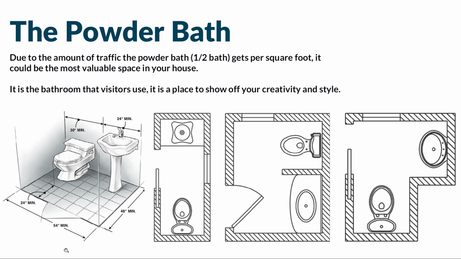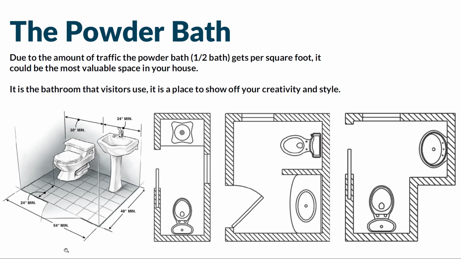So the smallest type of bathroom would be the powder bath, also known as the half bath, so the powder room. And really, due to the high amount of traffic a powder room gets per square foot, it could be the most valuable space in your house. So the powder room is a small bathroom, it has a toilet and a sink, and that's really the one that everybody uses, right? It's the public restroom in your house. It's the one that everybody's using all the time. It's the place that visitors will use if they're in your home.